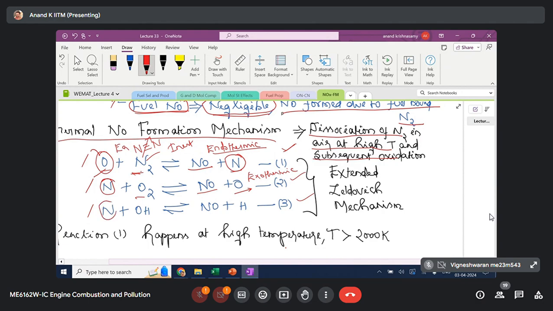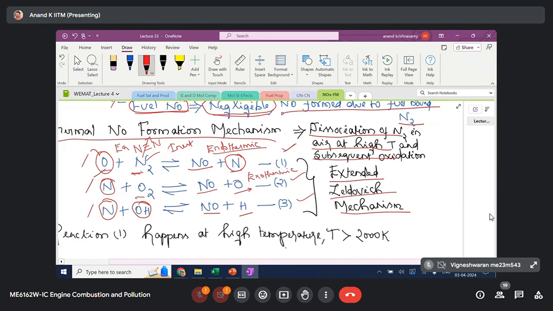This N can also combine with OH radical. This is very well available in the cylinder at high temperature. NO formation again happens with N reacting with OH and forming an H radical. So these three reaction steps are called the extended Zeldovich mechanism. Zeldovich is a scientist who discovered this. Although it looks simple, this is extensively used in combustion prediction and CFD codes. Several other additional reactions have been developed based on this, but these three are the origin that captures very well the NO formation mechanism in an IC engine.